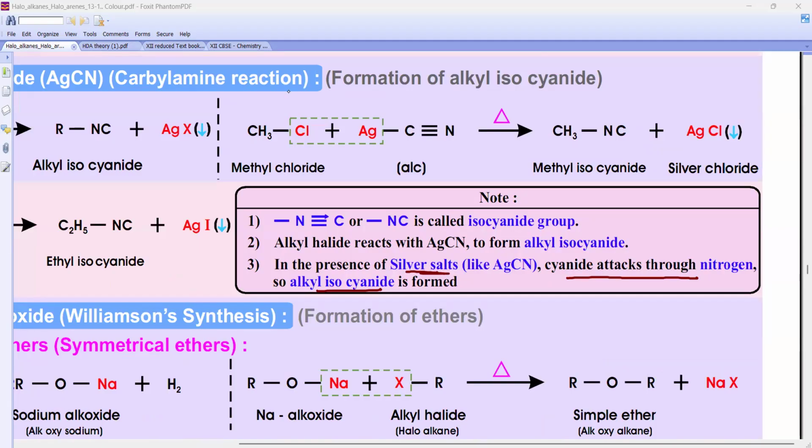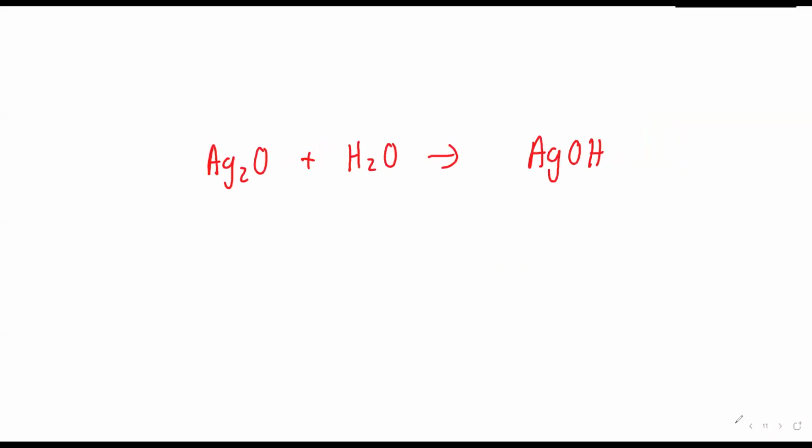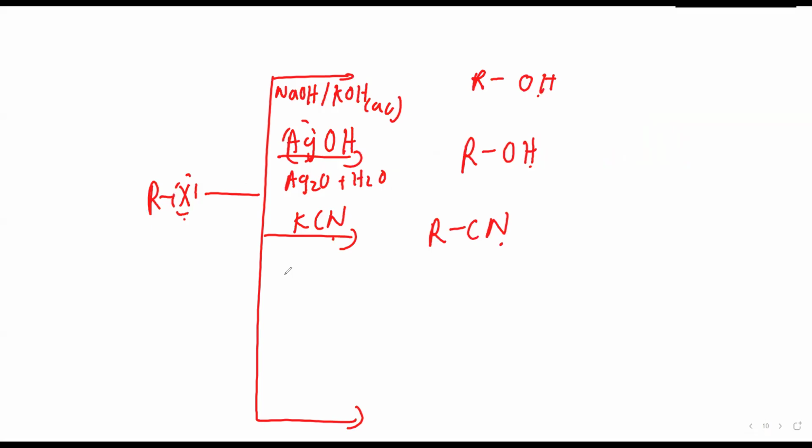Okay. So what update will I do in my flowchart? Tell me. If I use AgCN, what I'm going to do is write RNC. Can you see that in all these cases the functional group is replaced by a new functional group or not? Tell me.